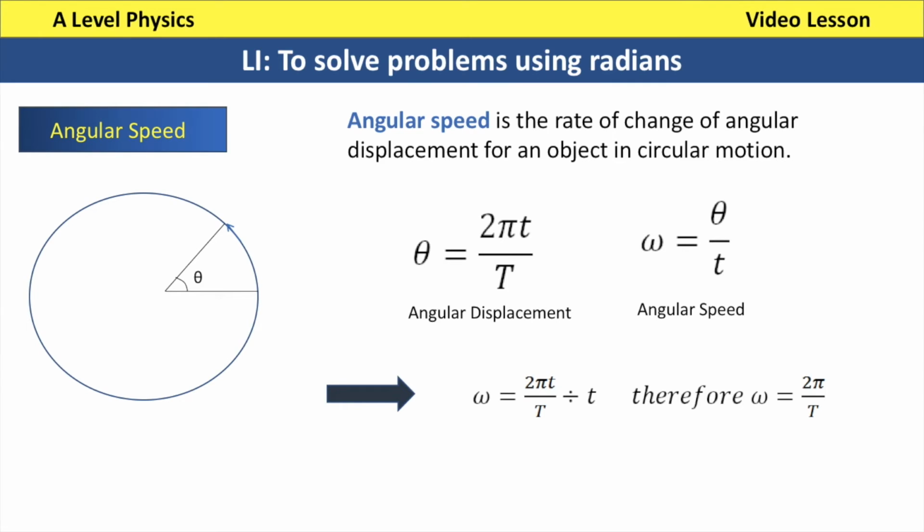We're using that symbol there which looks like an italic W, but it's actually omega. So omega equals 2 pi divided by period. Now the units for angular speed are going to be radians per second, which we would write down as rad s to the minus 1.